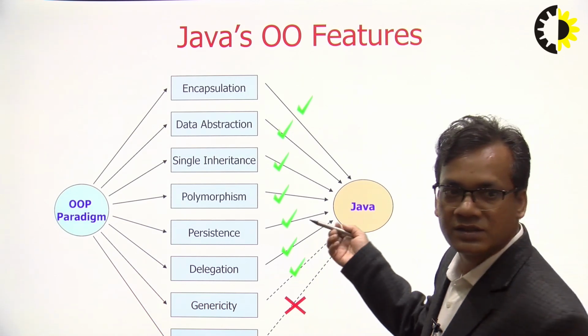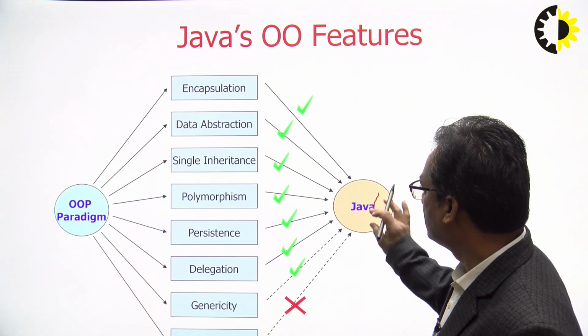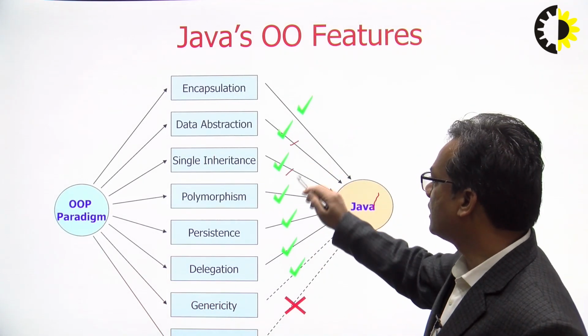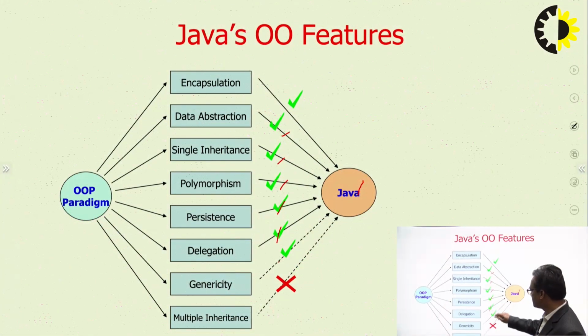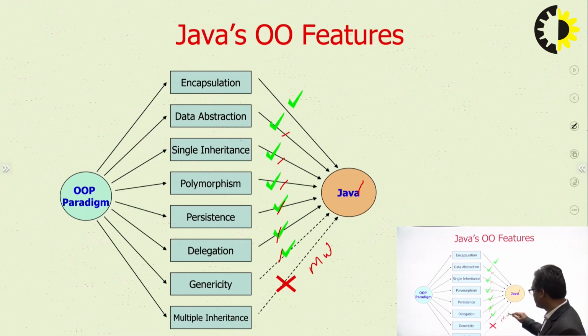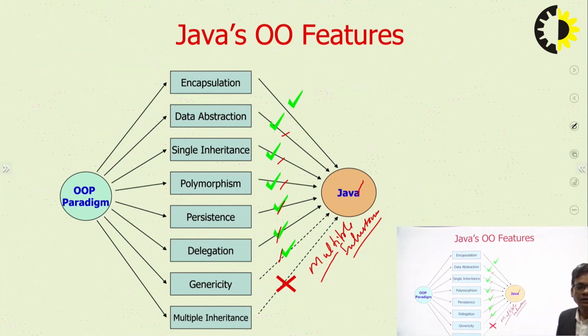so these features like encapsulation, abstraction, single inheritance, polymorphism, persistence, delegation, genericity all come in Java, but multiple inheritance isn't supported in Java. For this, we have different features like interfaces, by which we can use this feature in Java.